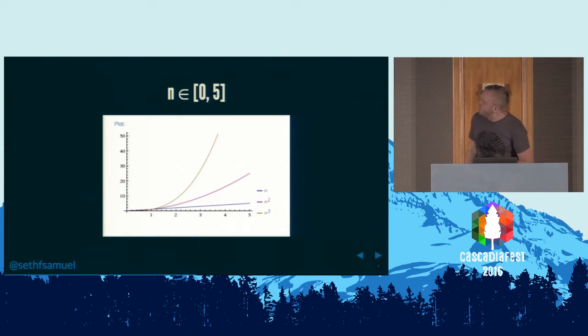So here's a little graph. Hopefully those colors can come through. So the big one, that's n cubed. The one in the middle is n squared. And that flat one is n. So this is n from 0 to 5. So even at 5, we're seeing a bit of distance here.